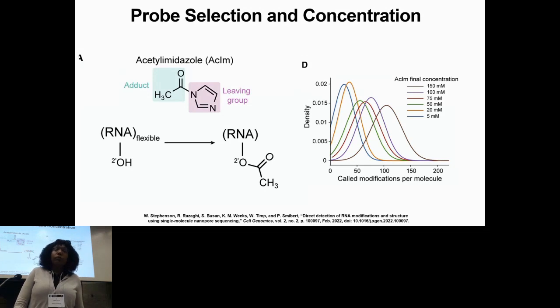Oh, I should mention the structure probe that we're using is actually acetylimidazole, and we're using it at 150 millimolar concentration. And this was determined after multiple testing. And then in previous work, these concentrations and this structure probe were shown to be very accurate with nanopore.